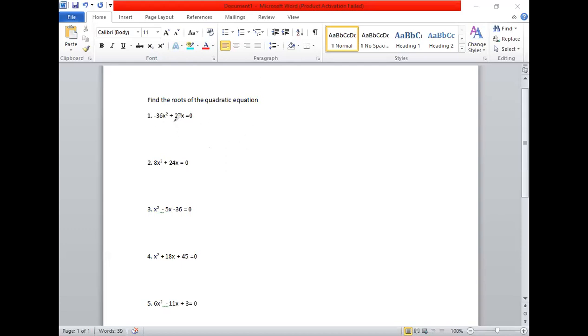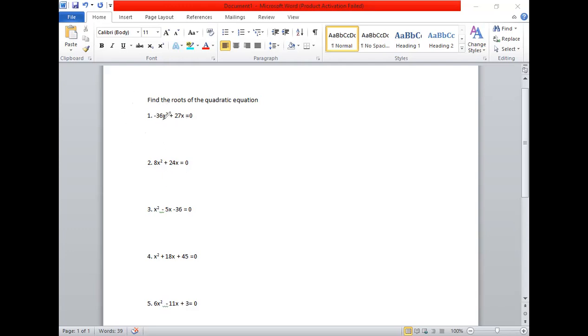So you're going to find the GCF of these two terms, negative 36x squared and 27x. When we say GCF, the greatest common factor of the two numbers and also the variables. So negative 36 and 27, the GCF is 9 because they are divisible by 9. Okay, they are also divisible by 3, but we need to get the GCF, the greatest common factor. So the greatest common factor is 9 or negative 9.